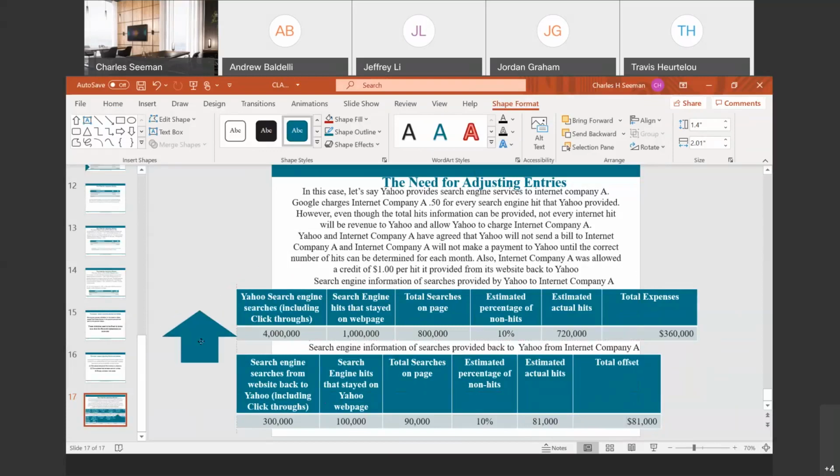However, the only information we get is the 4 million hits. None of this has been confirmed yet. We don't know how many search engine hits stayed on the website. We don't know how many total searches went on. And we don't know the estimated percentage of non-hits. The only thing we know at the end of the month is that 4 million people typed in the word Walmart as a search engine property.